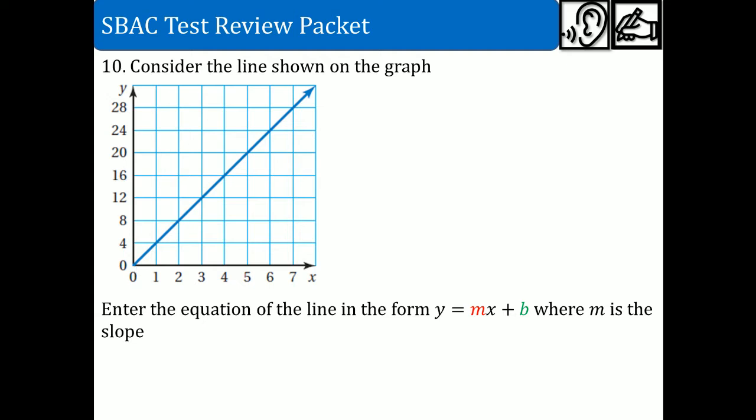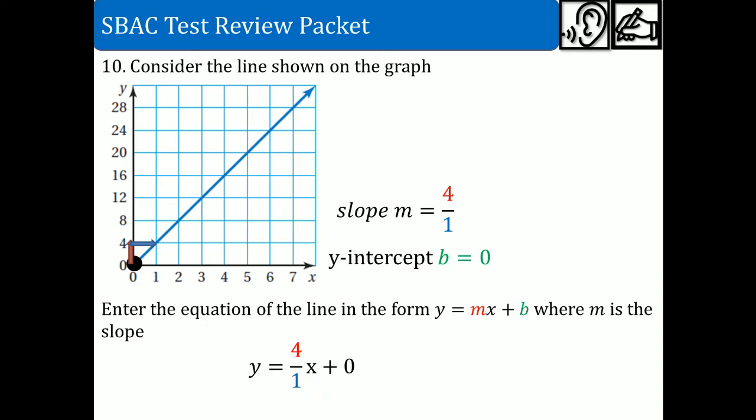Okay, let's figure out the slope. You start at 0, 0, which is the y-intercept. Okay, so you could say the y-intercept is b equals 0. You go up 4, then across 1. Therefore, the slope is m equals 4 over 1.